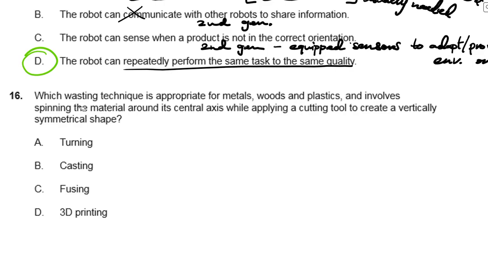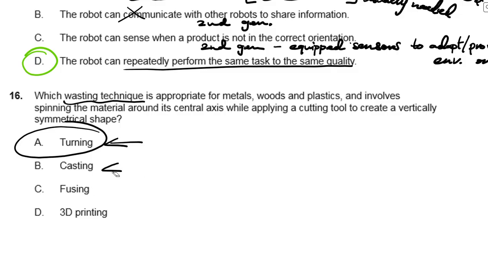Now we have, which wasting technique is appropriate for metals, woods, and plastics and involves spinning the material around its central axis while applying a cutting tool to create a vertically symmetrical shape. Okay, this is a wasting technique, so definitely try this question out, guys, and then come back. So this would be turning, right? So the answer is clearly turning.